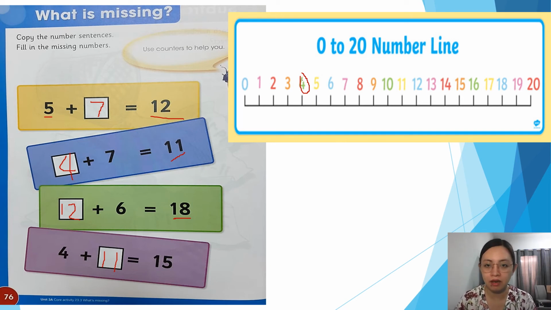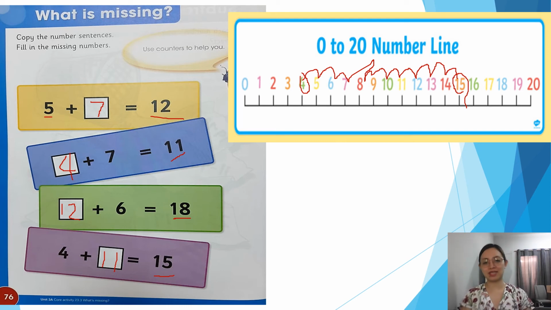So let's start. 1, 2, 3, 4, 5, 6, 7, 8, 9, 10, 11. Okay, where did I stop, kids? Okay, I stopped in number 15, same as the sum in this number sentence. So it means that our answer, which is 11, is correct. Okay, so let's continue.